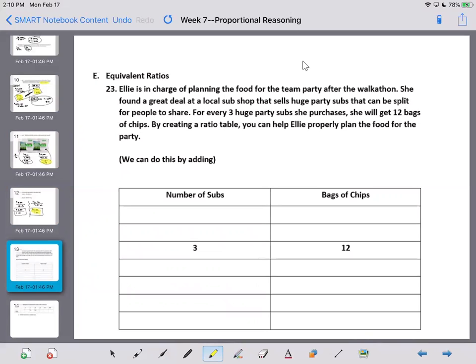In this case, you know that it's 3 subs, 12 bags of chips. If we think about scaling up and scaling down, it's helpful to know what the unit rate would be. So this is 12 bags of chips divided by the 3 subs, which would be 4 bags of chips for 1 sub. So what would it be for 2? Well, that would have to be 8.